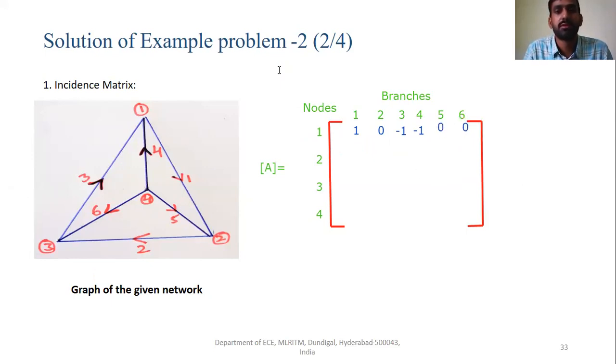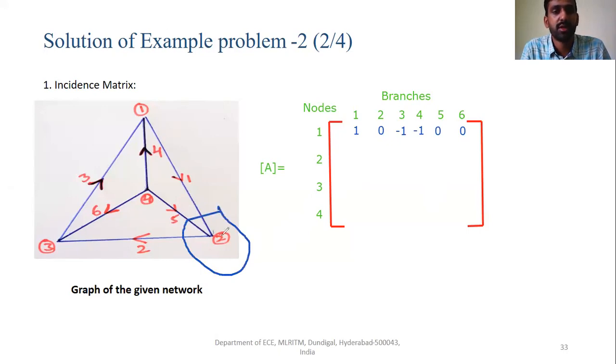Right? So the matrix element is going to be 0. Now similarly, let us obtain the other elements. With respect to node number 2, where is node number 2? Here is your node number 2.